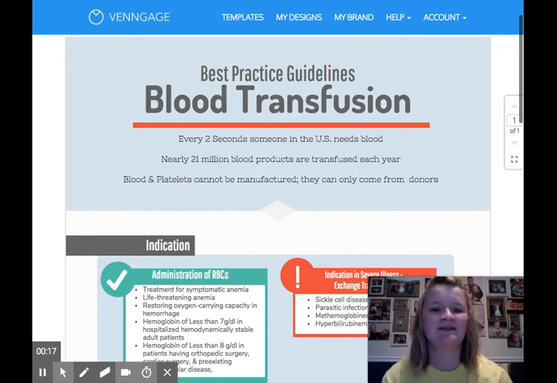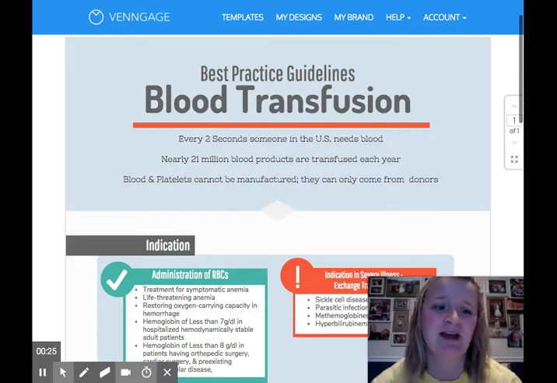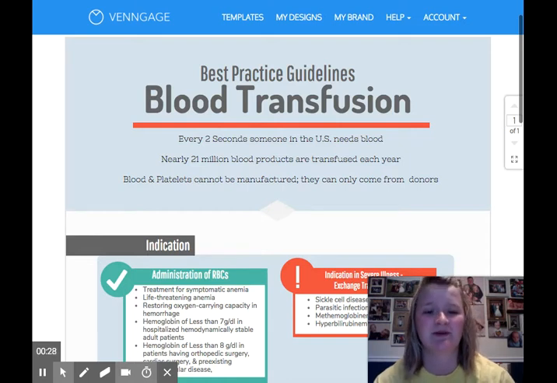Every 2 seconds, someone in the US needs blood. Approximately 21 million blood products are transfused each year. Blood and platelets cannot be manufactured. They can only come from donors. There are so many reasons red blood cells will be administered to your patients.